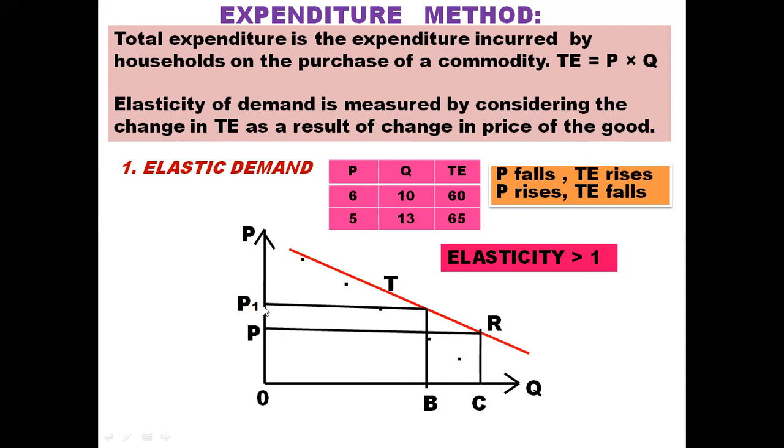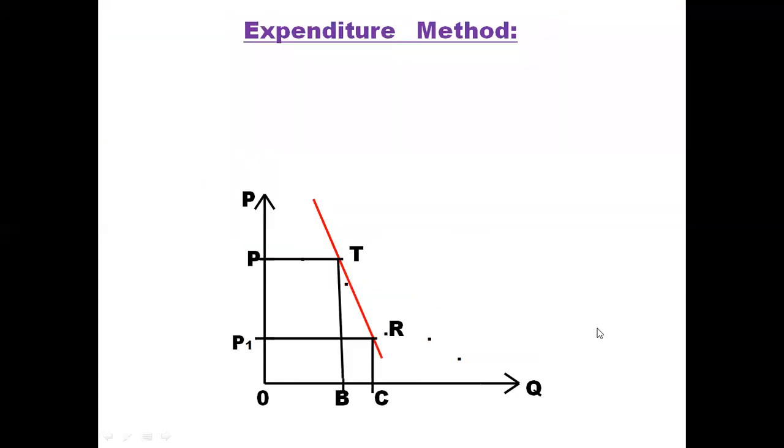And when the price rises to OP1, the new rectangle is OBTP1. So the total expenditure is decreased. That is this rectangle, the new rectangle is smaller. So when the price rises, total expenditure falls. That is price and total expenditure, they move in the inverse direction.